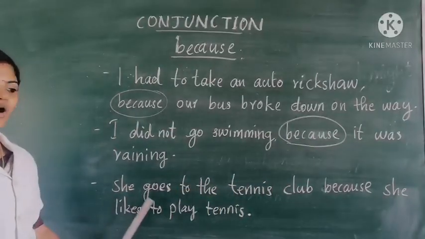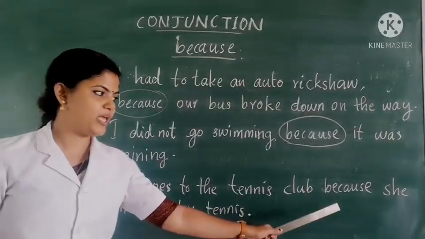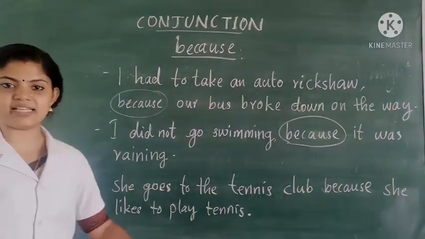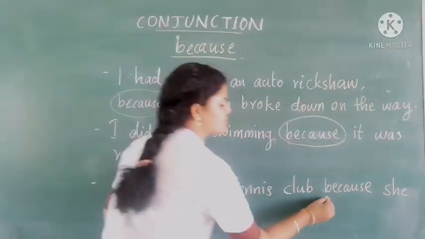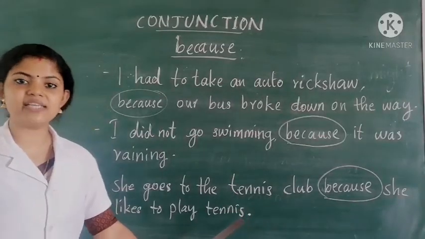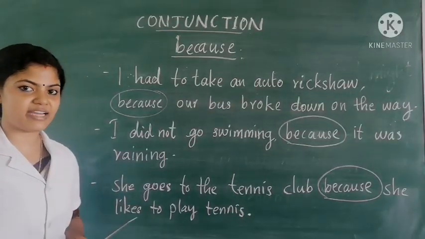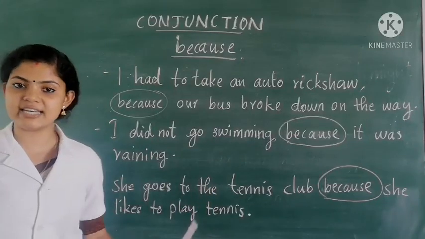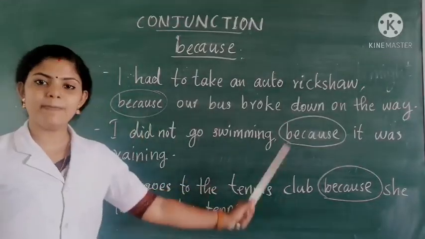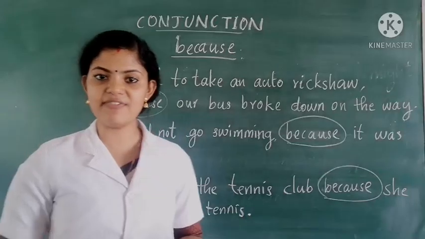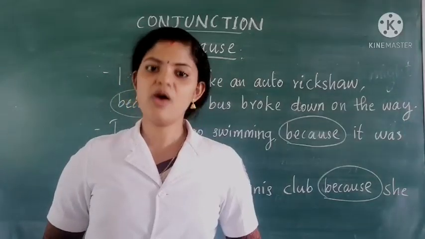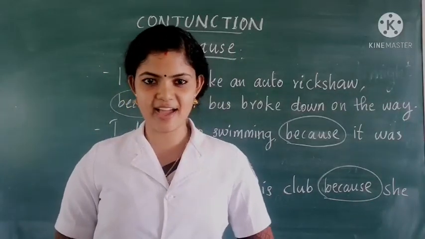Next sentence, she goes to the tennis club because she likes to play tennis. Okay, she goes to the tennis club. Why? Because she likes to play tennis. That is why she is going to the tennis club. Here also we can see the reason why she is going to the tennis club. Here we use the conjunction because to give the explanation and reason for any issues or any matters. Okay, so now let's discuss the next conjunction.